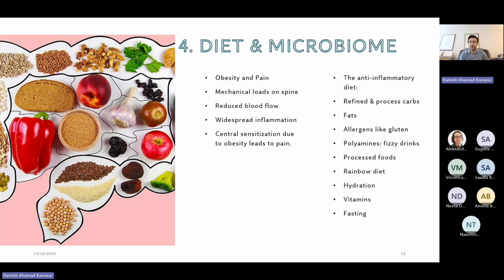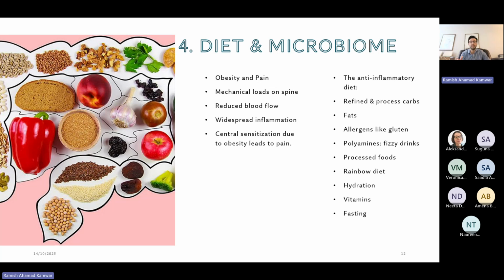So we are consuming a lot of allergens like gluten and lactose. So these are all inflammatory diet. Sometimes remove them. There is another thing called polyamines. All these Coca-Cola, Fanta, fizzy drinks, juices, they have all these processed foods that we have, that we drink throughout the day.